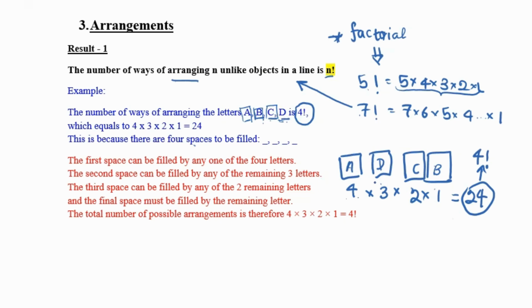So now we have done that and we can flip them around. So we have 24 different ways we can do that. And that's how we arrange things in a line. And note that these objects have to be unlike. These letters are not the same. What if they are the same? Well, let's find out.